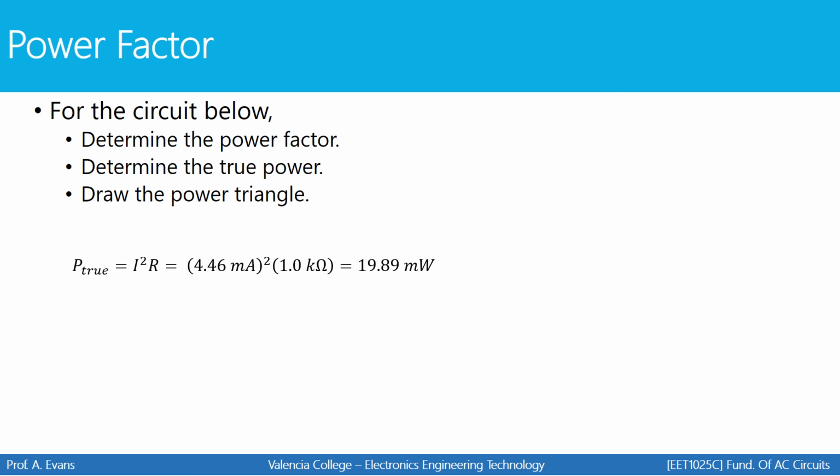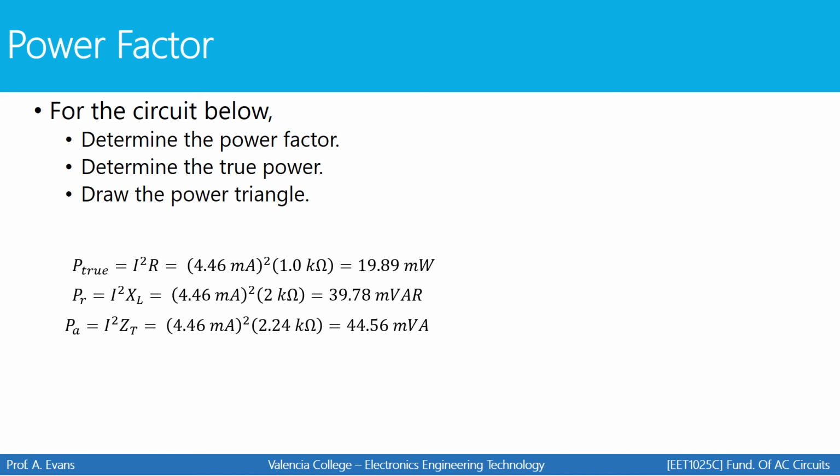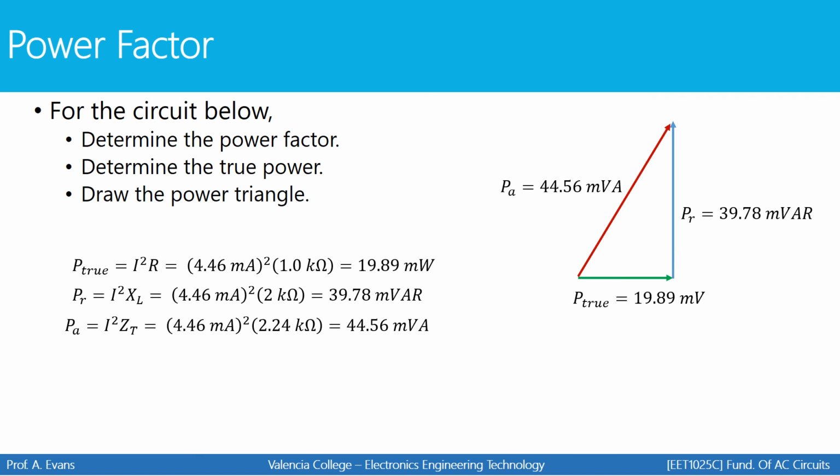Then we're going to calculate the true power, reactive power, and apparent power. Now that I have these three values, I can draw my power triangle. Remember, this time your reactive power is pointing up instead of pointing down. There's my apparent power and theta. So that's the power triangle if you have an RL circuit instead of an RC circuit.